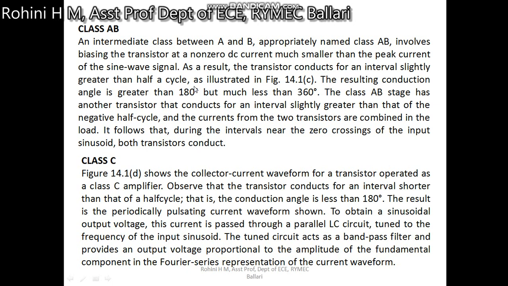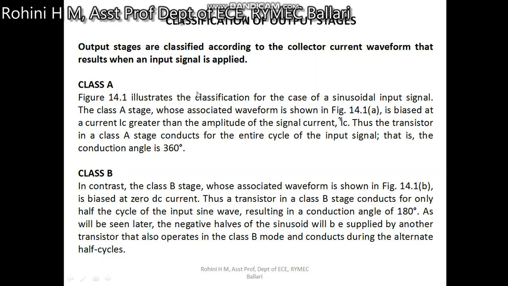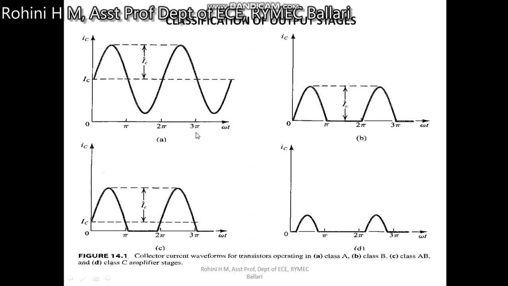So what is the intermediate? It's slightly larger than half cycle, that is slightly greater than 180 degree but much less than 360 degree. It will not conduct for the entire 360 degree, but it will conduct above 180 degree. So you can see here in this diagram, it's not only half cycle its conduction is there, just a bit greater than 180 degree the conduction you can see here, and the DC current is not 0.